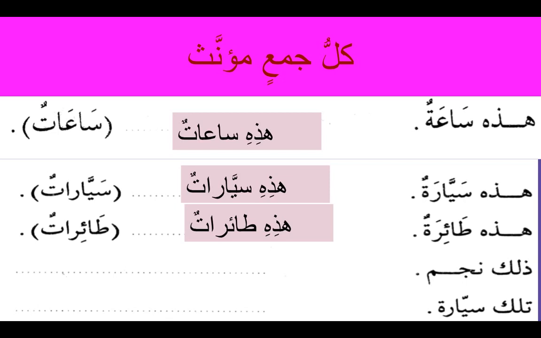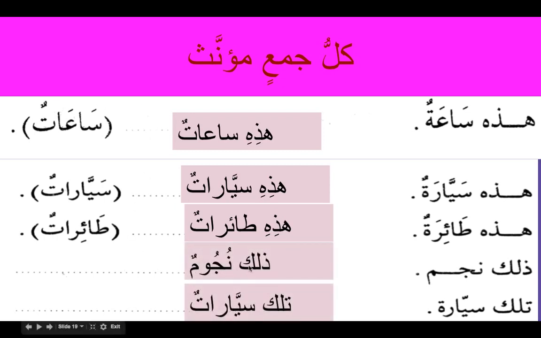Dhalika, if it is lil ba'id, so we say that is a star, dhalika najmun. We say tilka nujum. So there's an error here. Tilka nujum. If it is tilka sayyarah, tilka sayyarat.